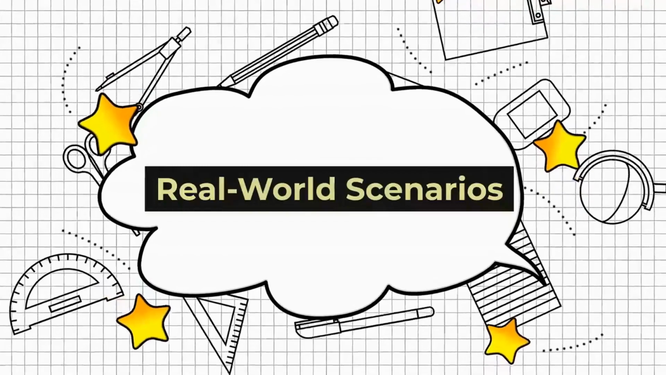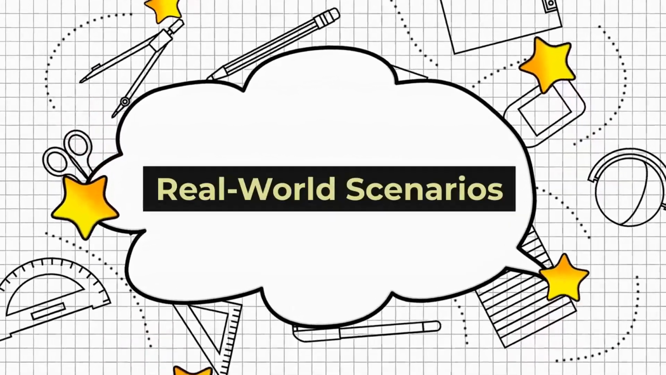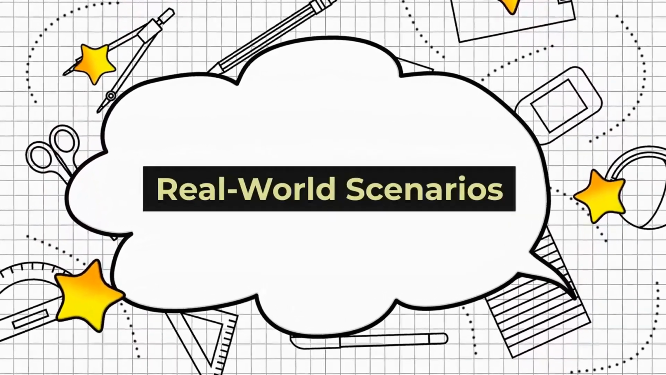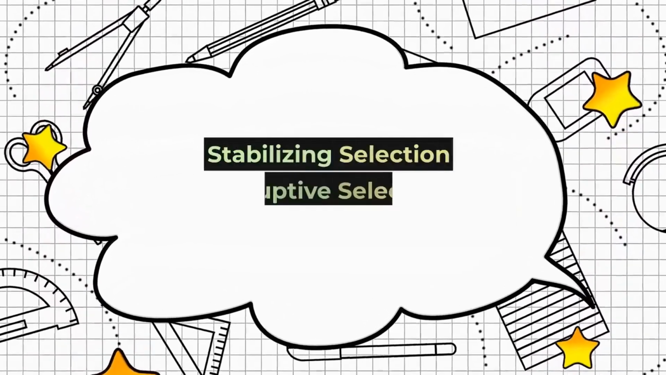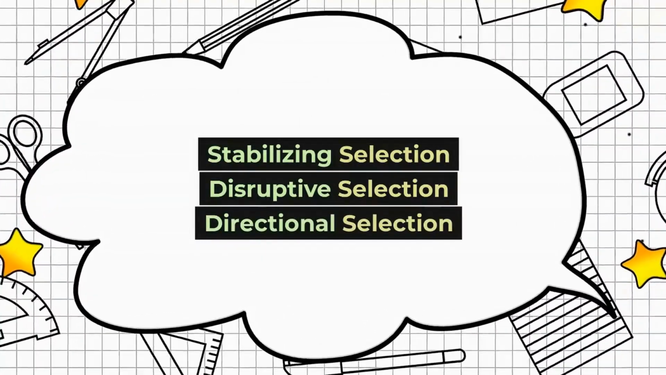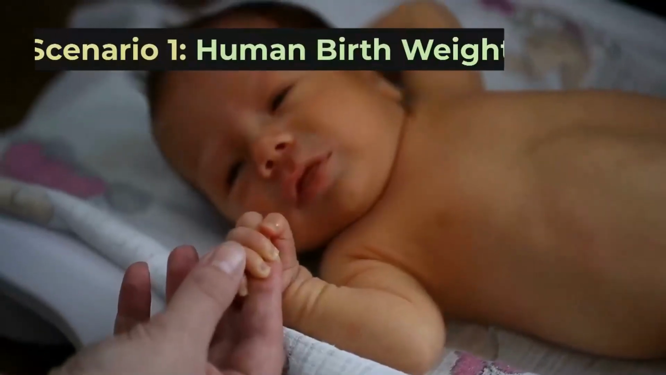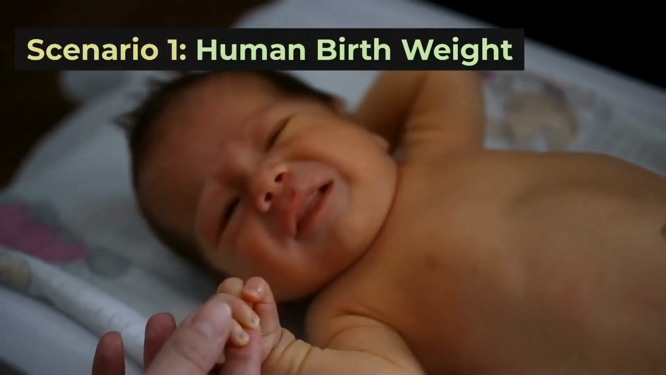Let's work through a few real-life scenarios together, and while I read through each scenario, I want you to try to identify the type of selection at play. Sound good? So let's start with scenario number 1, human birth weight.